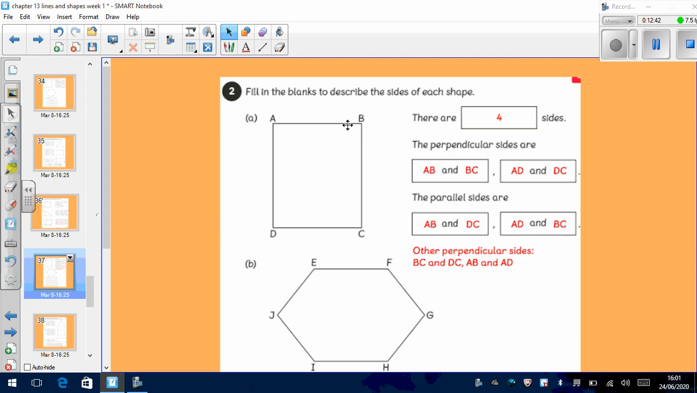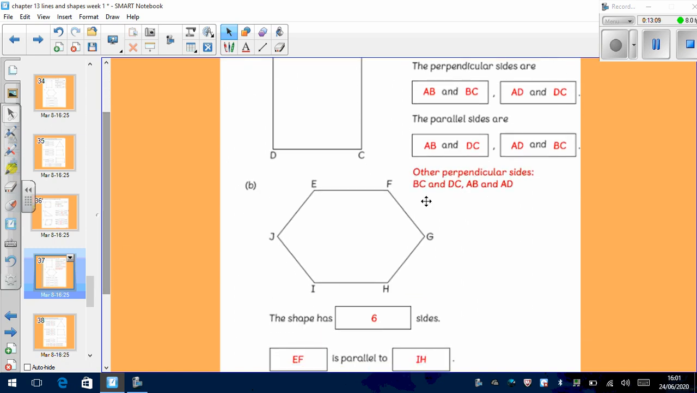Question 2. Fill in the blanks to describe the sides of each shape. So now we're talking about the sides. There are 4 sides. 1, 2, 3, 4. The perpendicular sides are AB and BC and AD and DC. The parallel sides are AB and DC and AD and BC. And there are other perpendicular sides here as well that you can include.